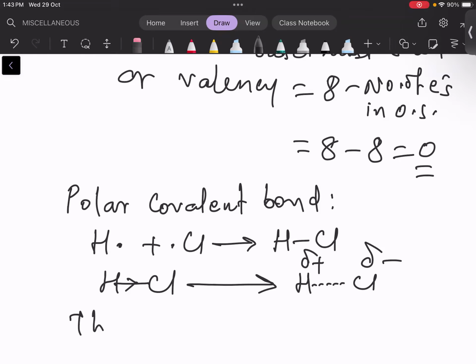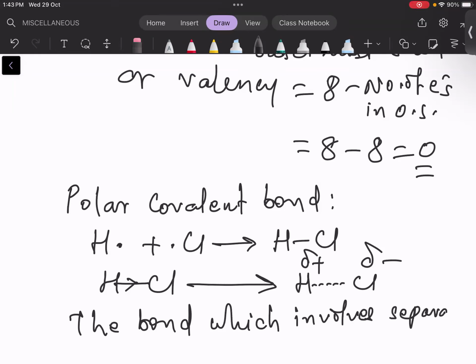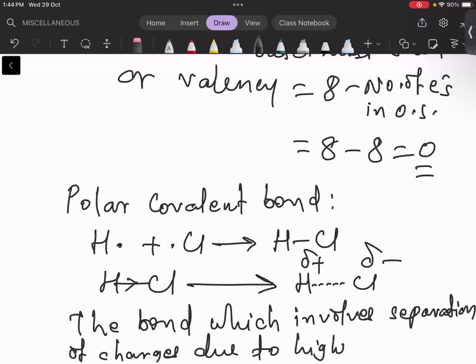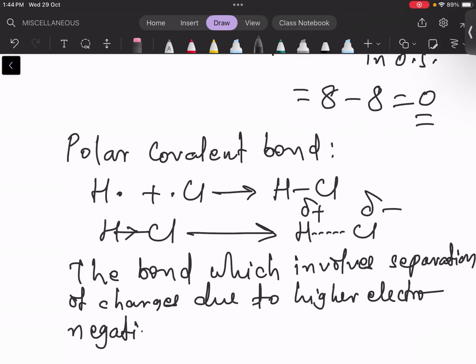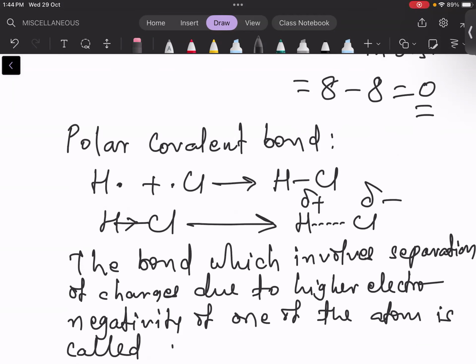So, the bond which involves separation of charges due to higher electronegativity of one of the atoms is called a polar covalent bond. For example, the bond in HCl.